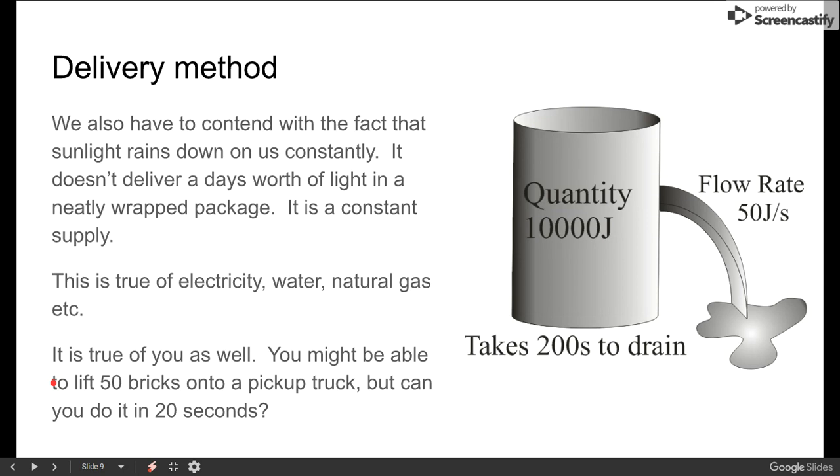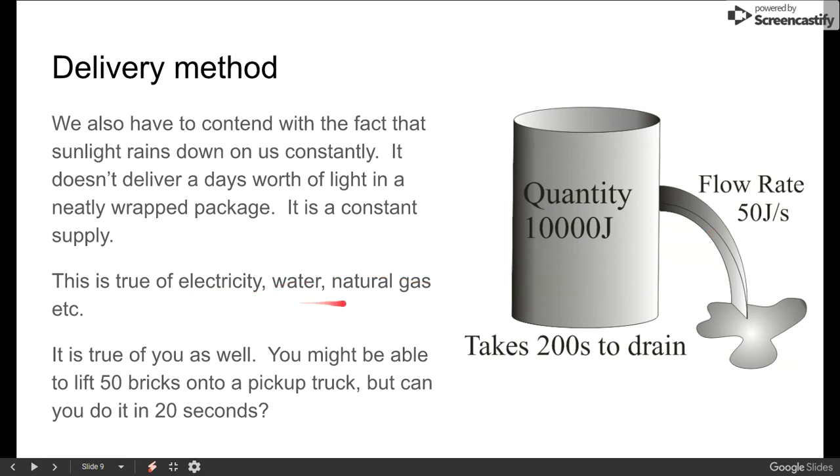The other reason we want to look at power is very often the energy we're going to expend is delivered to us over time. So let's say I have 10,000 joules stored in this battery, and the joules drain out at 50 joules a second, 50 watts. It makes pretty good sense that this will take 200 seconds to drain. I could turn this to 10,000 liters of water, and it's leaking at 50 liters per second. It's pretty obvious what you should be able to do.